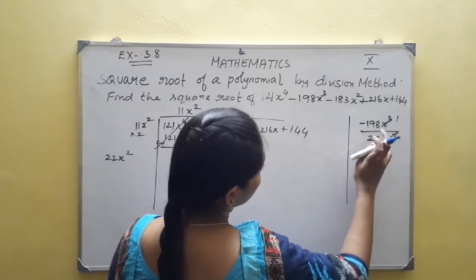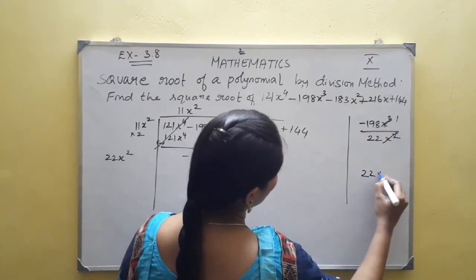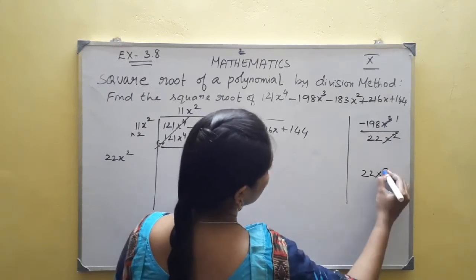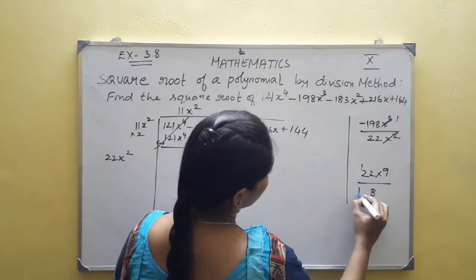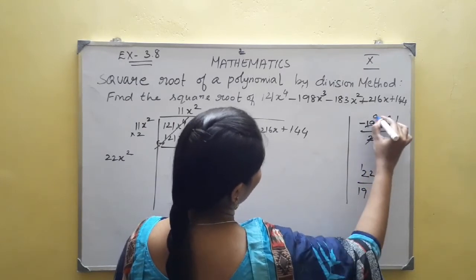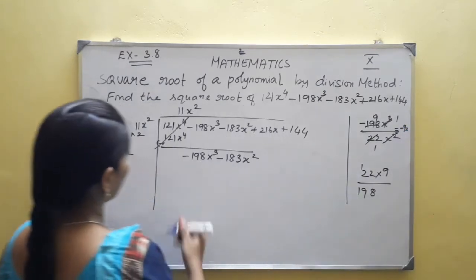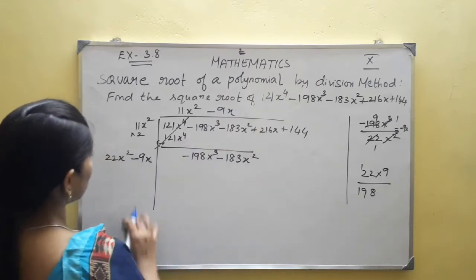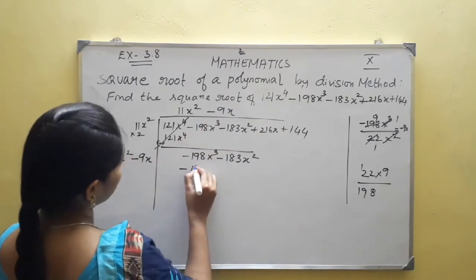Now how many times 22 gives you 198? 22 into, this number is ending with 8, no? So use 9, means 9 2s are 18. 18 plus 1, 19. So 22 9 times. So this gives you minus 9x. So minus 9x. Okay. So plus into minus minus, 22 9s are 198.